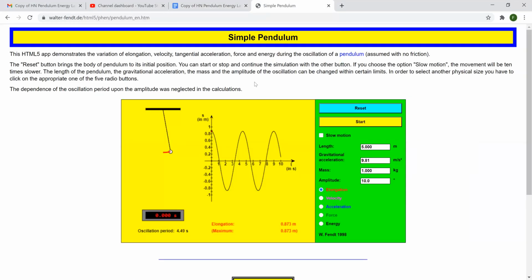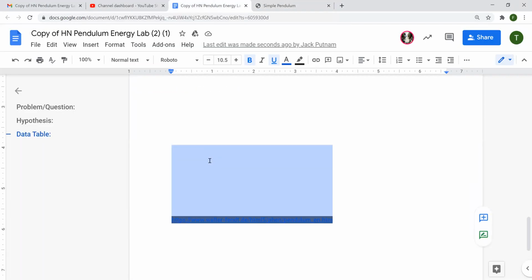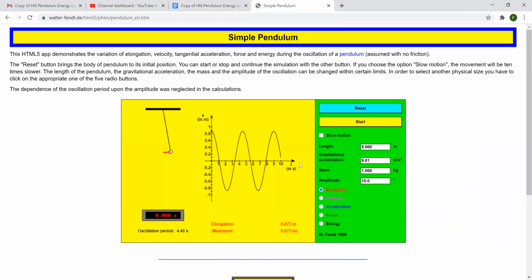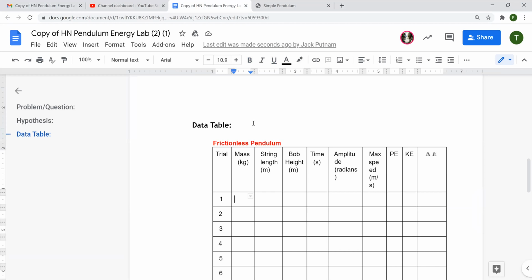Between these two. So the table here says keep the mass constant. Let's see. So we're going to change this to, I don't know, a 2 kilogram mass, and we'll just use 2 kilograms for that. That's not what we want. All right. So 2 kilograms.